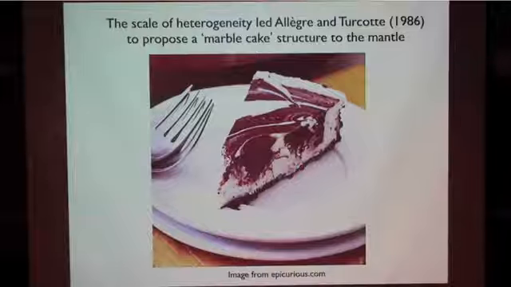They proposed that the structure of the mantle is a marble, like a marble cake. And here's a picture of a marble cake, a marble cheesecake to be specific, to give you a sense of what they were talking about, where you can see that, just by incomplete mixing of the chocolate and vanilla batter, you get basically these different scales of heterogeneity. You get banding and so on. So the idea was that maybe that's what the mantle looks like.